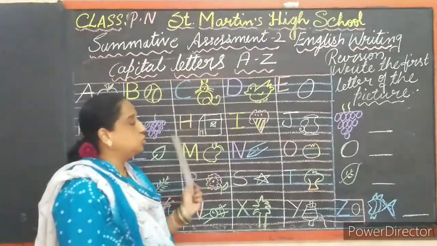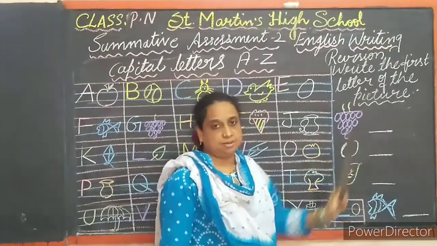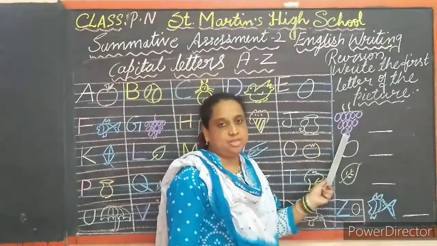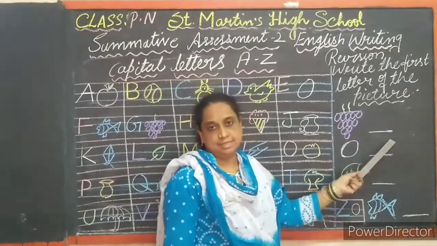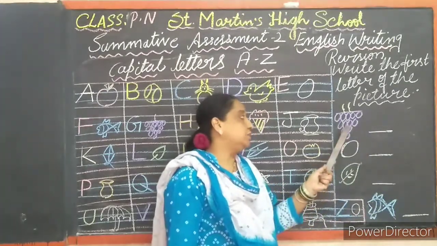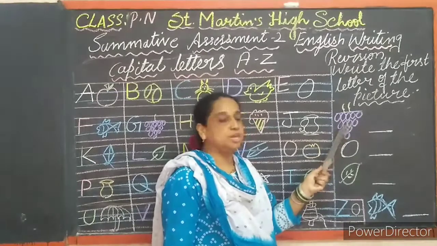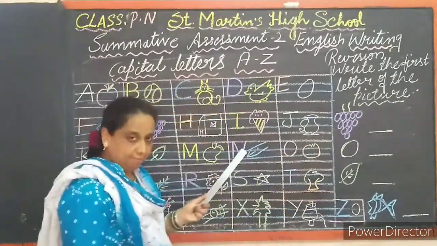Now the topic based on this I am going to teach you is write the first letter of the picture. Here I have done the picture. Can you see here? I have done the image. After that I have drawn one line. In this line what you have to write? You should write the letter which comes in the given picture. Here grapes are written. The grapes comes in the sound of G.